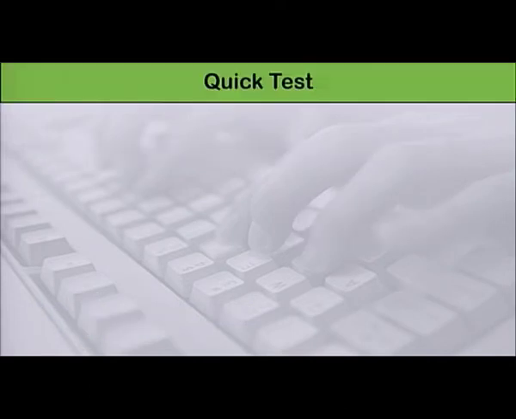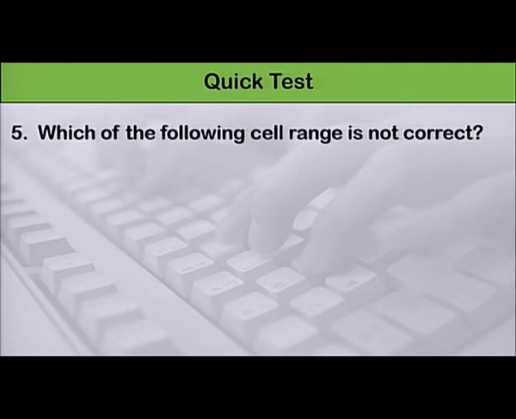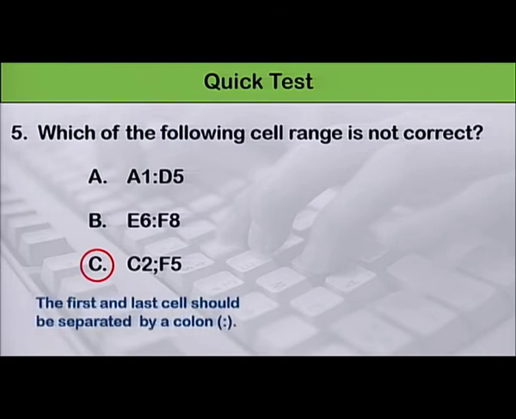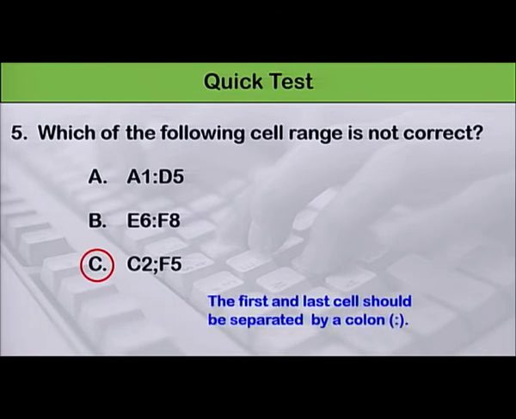Question number 5. Which of the following cell range is not correct? Is it A, B, or C? The answer is C. The first and last cell should be separated by a colon.